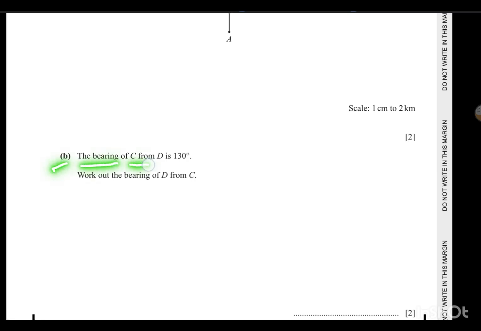The bearing of C from D is 130 degrees. Work out the bearing of D from C. So first of all, let us mark point D first. So this is D.